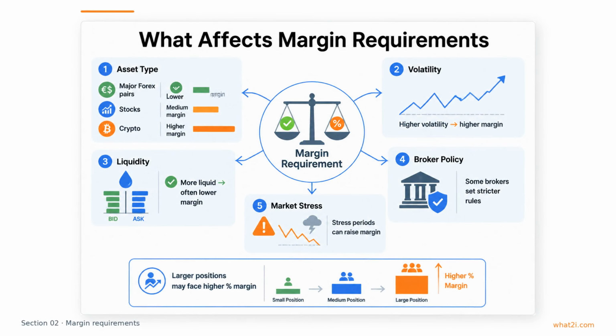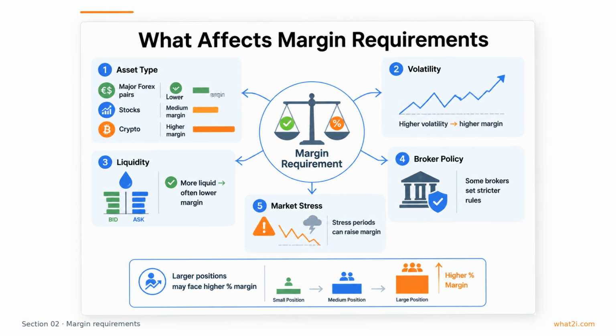Margin requirements are not fixed across all markets or all brokers. They vary depending on the asset being traded, how volatile it is, how liquid the market is, and how conservative the broker chooses to be. Major Forex pairs often have lower margin requirements than more volatile products because their price movement is usually steadier and their markets are deeper. When volatility rises, brokers often raise margin requirements to protect against faster losses. During periods of market stress, requirements can change quickly and without much warning. That means traders should treat margin rules as something to monitor continuously, not as a one-time setup detail.